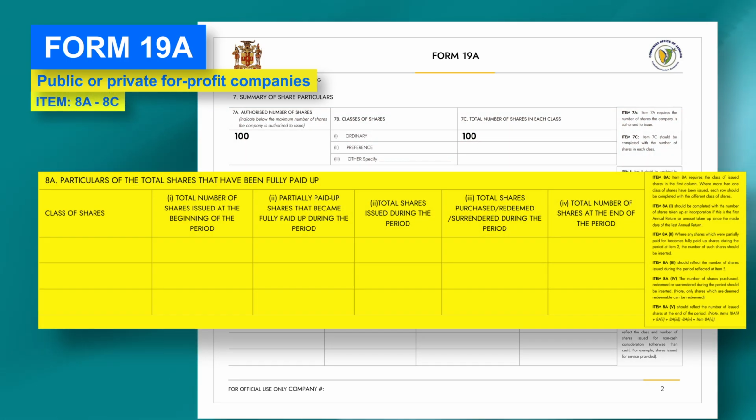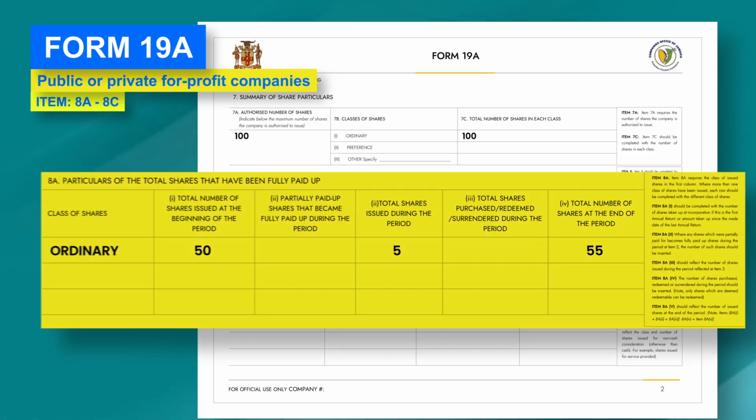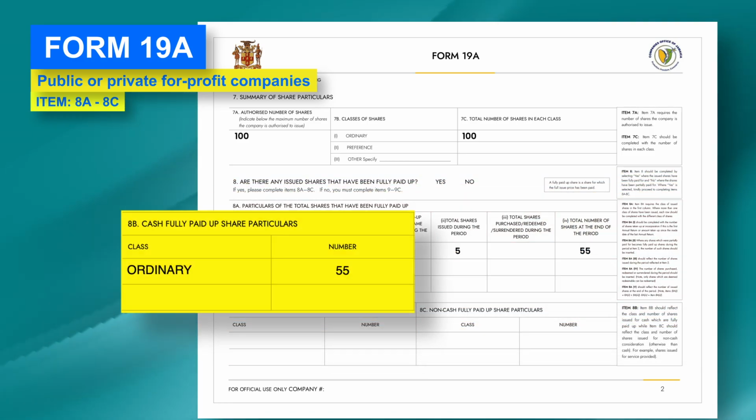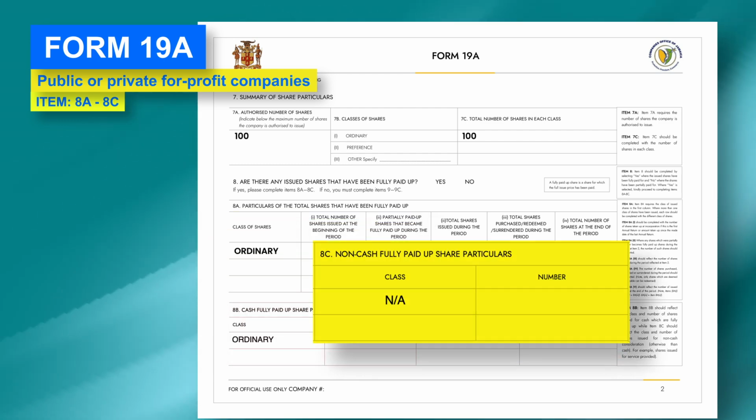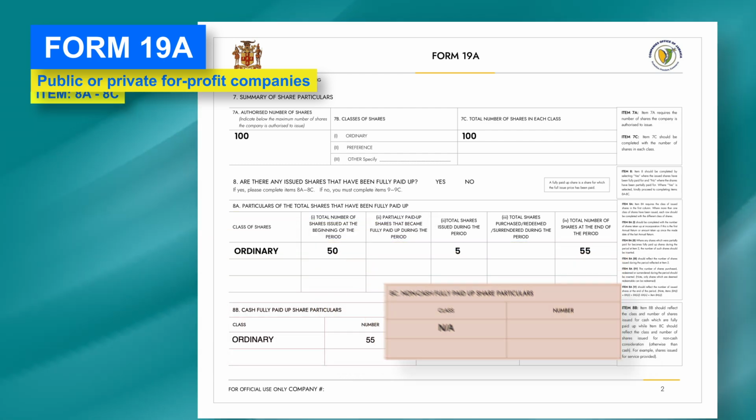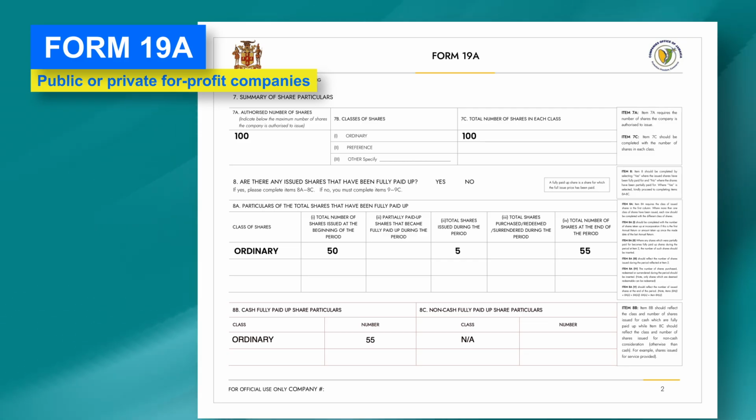Item 8A requires the details of the total shares that have been fully paid up, meaning your shareholders paid for all their shares. Item 8B, the cash shares fully paid up. And Item 8C, the non-cash shares fully paid up, shares that were paid for other than using money or cash.